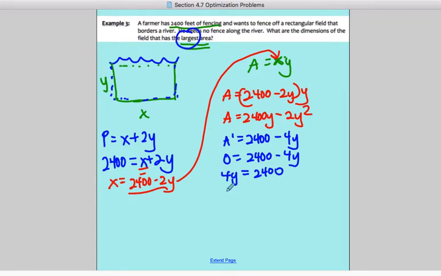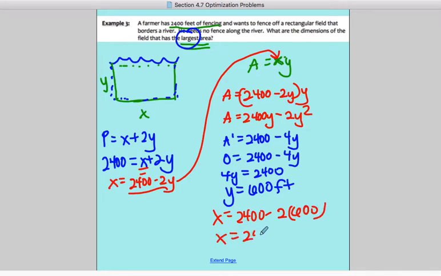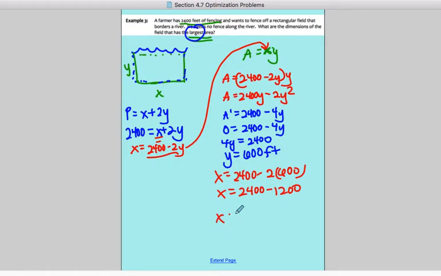So 600, we divide by 4. So y is equal to 600 feet. Okay. Then we should go ahead and find x. Once again, the best way to find x is to plug it into here. So x will equal 2,400 minus 2 times 600. So 2,400 minus 1,200. So x will be 1,200 feet. So that would be my dimensions, a 600 by 1200 foot fence.